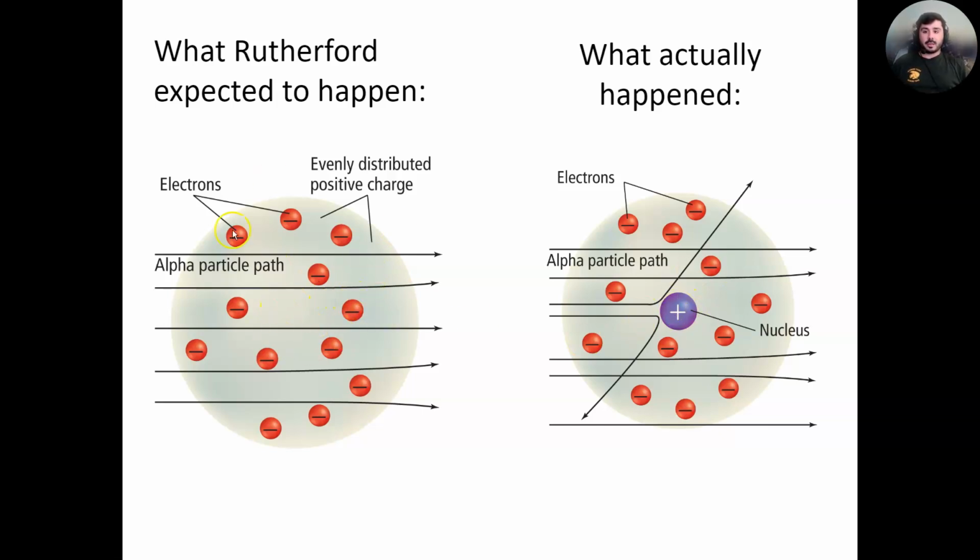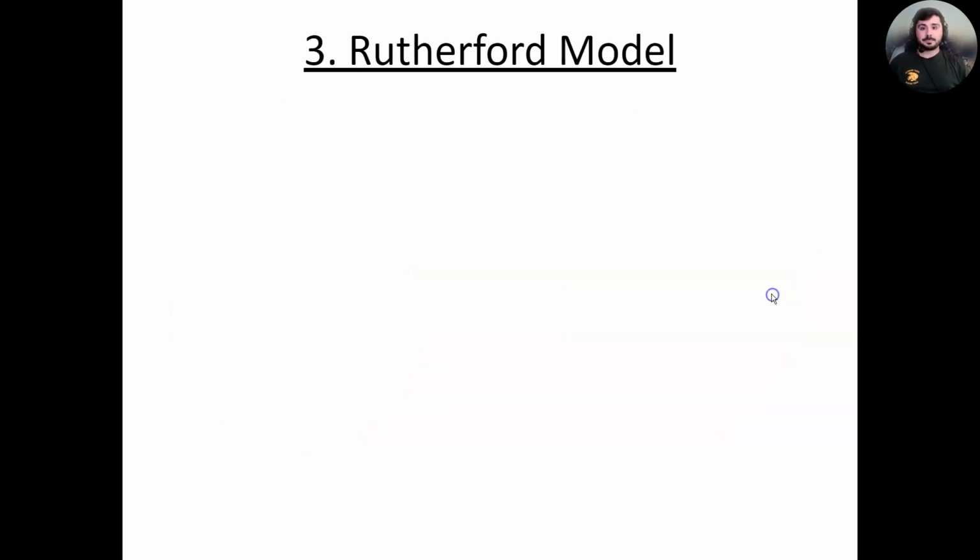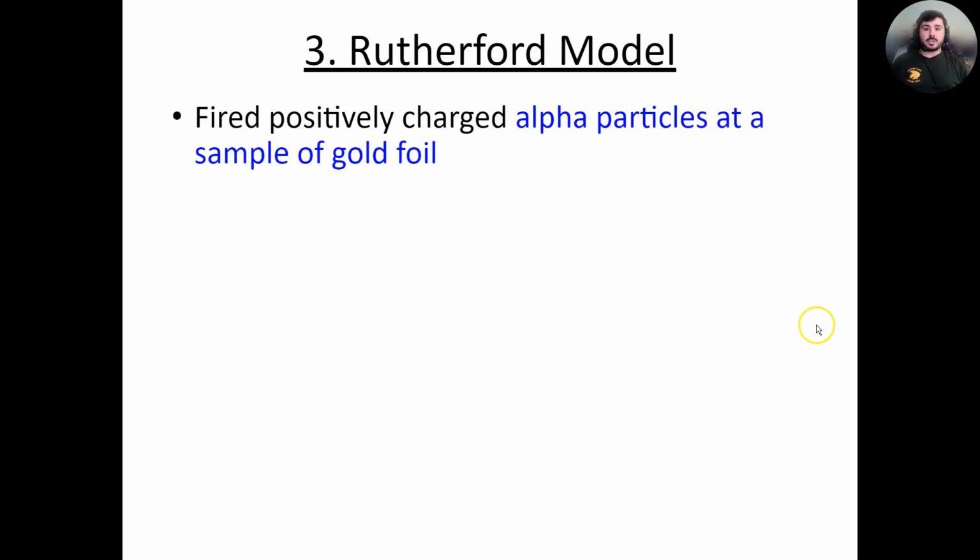Essentially, on the left-hand side here is what Rutherford expected to happen. He expected the alpha particles to just pass through all these negatively charged electrons and have zero problems at all. But what he did not take into account was this nucleus in the dead center here. And that's where those massive deflections came from. And again, that leads to our Rutherford model.